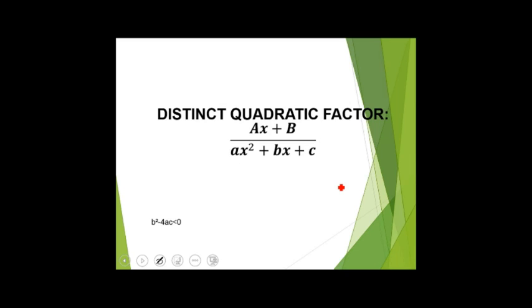Third case is when the denominator has a distinct quadratic factor. We can express the rational fraction into its partial fractions by using the expression Ax plus B all over ax squared plus bx plus c, where b squared minus 4ac should be less than 0, so our expression will not be undefined.